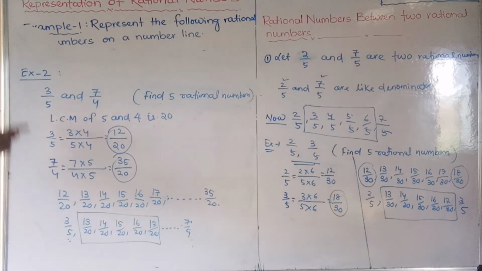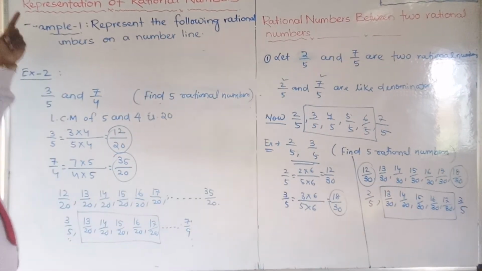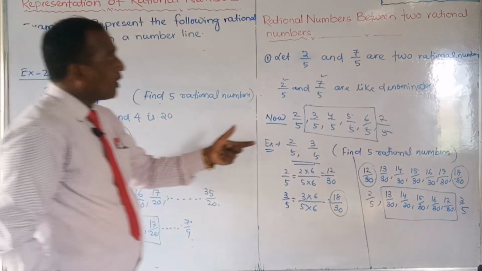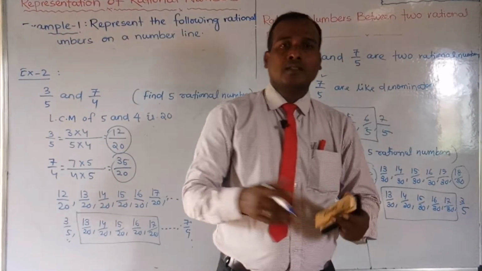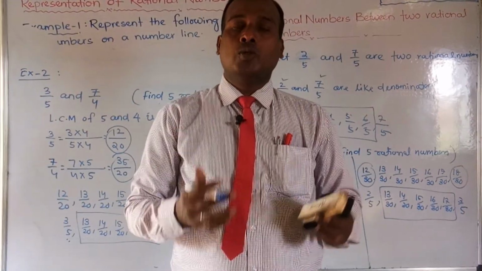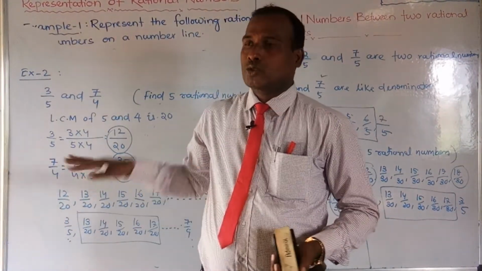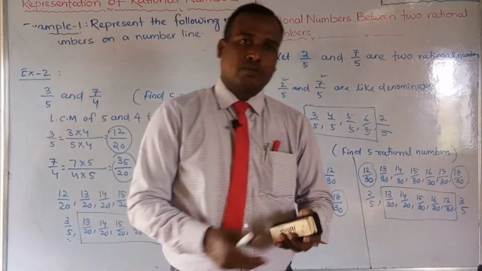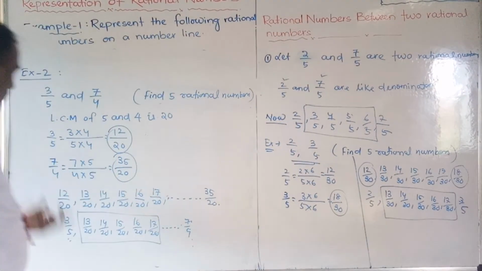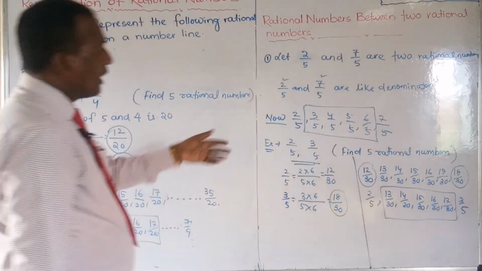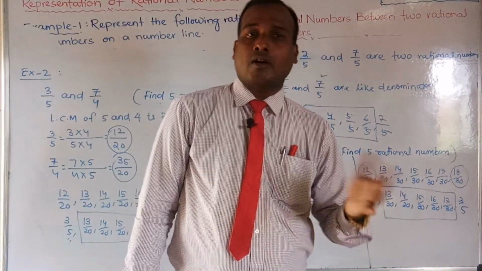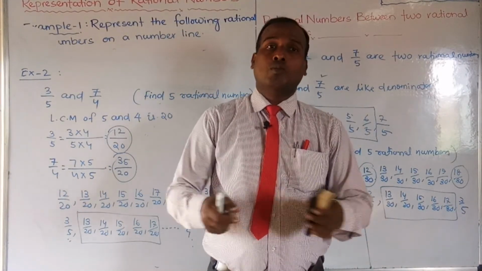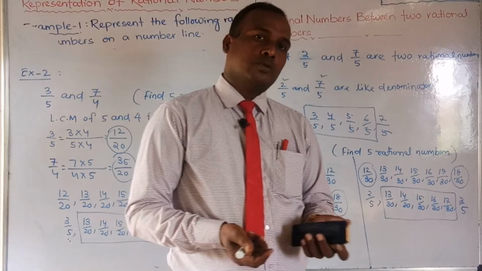Okay students, I hope you have understood the presentation of rational numbers on the number line, and how many rational numbers there are between two rational numbers. Okay, there are many methods to find that. We will discuss them in the next video. This is only for making like denominators, when unlike denominators are given, that we have to find out. Next, we can find out by using the formula also. Thank you all of you.